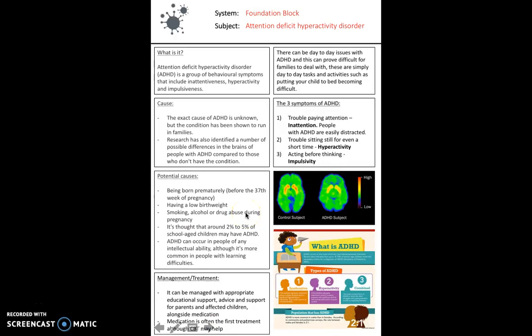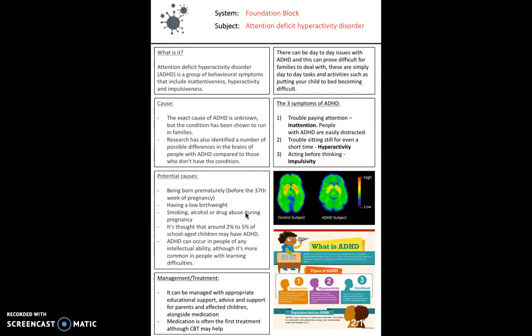2 cases left to go. So this one is ADHD, so Attention Deficit Hyperactivity Disorder, which is a group of behavioural symptoms that include inattentiveness, hyperactivity, and impulsiveness. So they're the 3 key symptoms of ADHD, which you would expect to see in a sufferer.